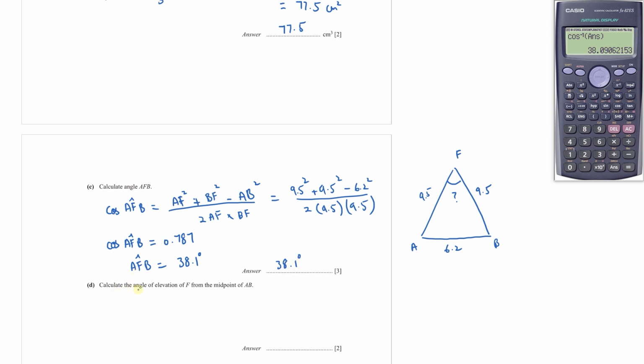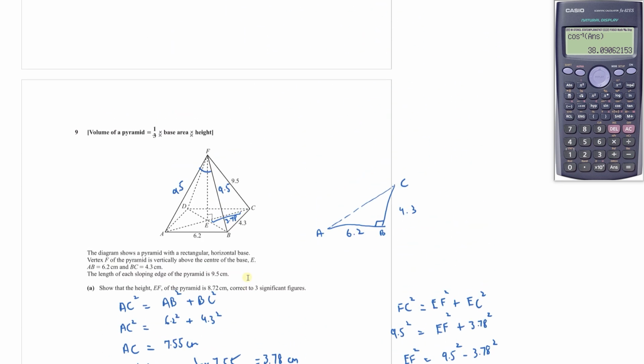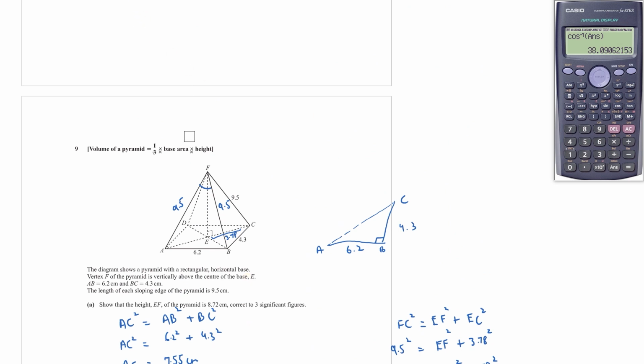Part D is calculate the angle of elevation of F from the midpoint of AB. So let's call this the midpoint M. And so if I connect this M to this point E like this, and so the angle of elevation, so let's connect M to this point F as well. In fact, let me draw a solid line here. So this is the angle of elevation of this point F from this midpoint M.